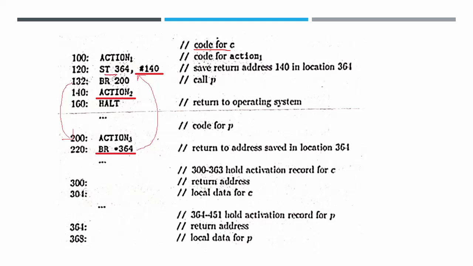See, from here we have a branch of 200, which means it will be going to the address 200 here. After executing, it needs to move back again to where it was called from, right? So for that we will be storing the address, that is, 140 will be stored here. After this, whichever statement needs to be executed, that address will be stored in 364. So when I give BR star of 364, it will take the value which is present inside the location 364. What is there? We have 140. So then it will be going to the location 140. From this the execution will start again.